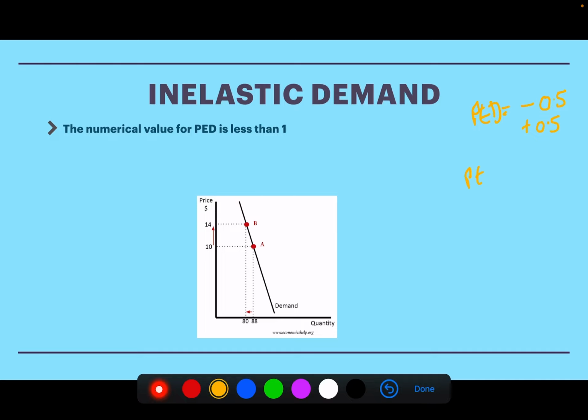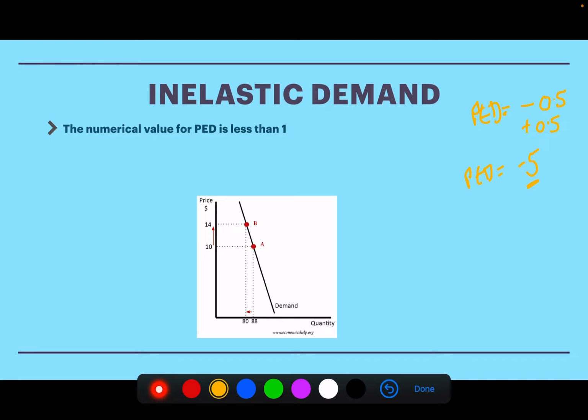If PED is minus 5, now you might look at that and think, well, that's less than 1, but we have to ignore the negative sign. We just take the number. So we're saying that that's actually greater than 1, so that would be elastic demand, because the numerical value is greater than 1. So back to inelastic.